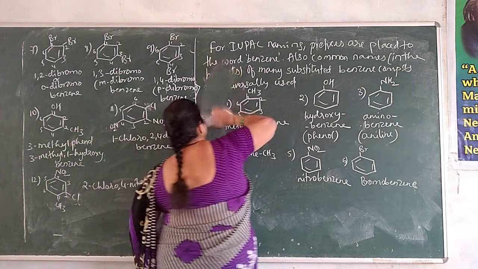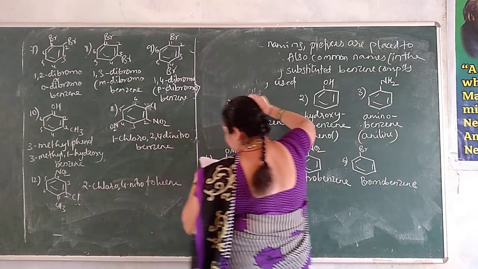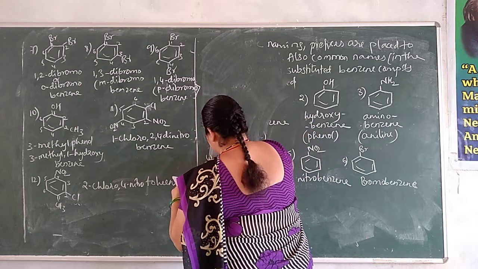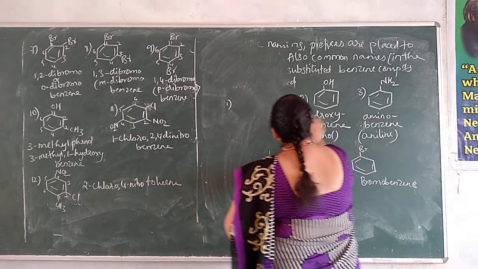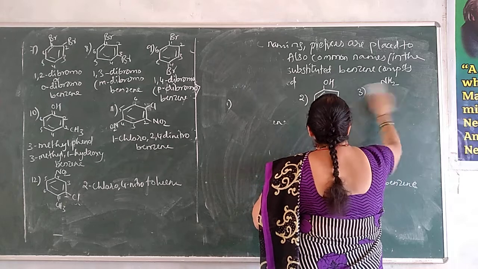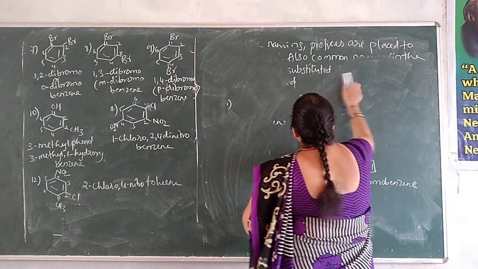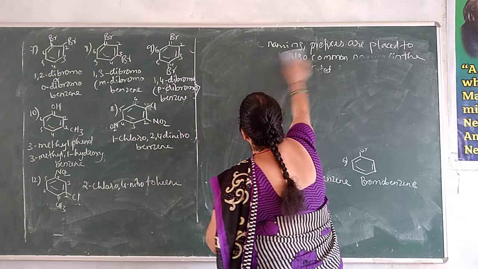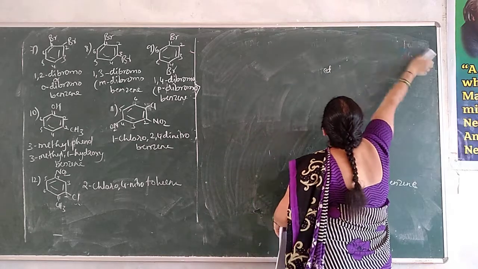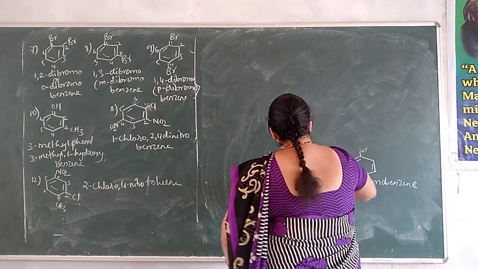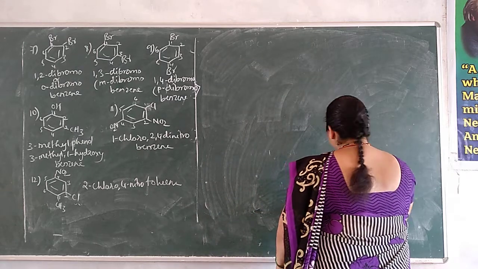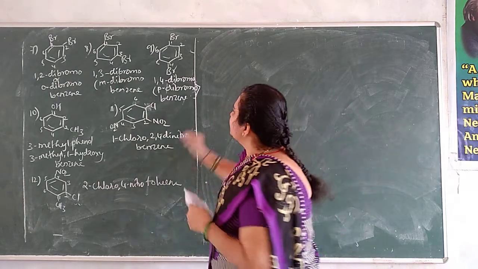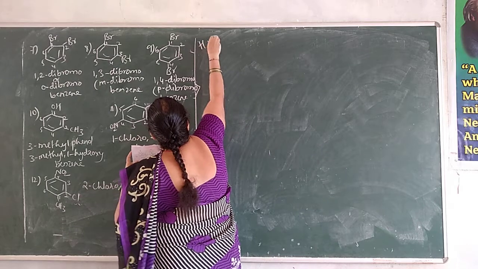Okay, now next examples. So here you can name in any method, it will be correct because there is no systematic method for the naming of benzene and their derivatives. Now some examples I will give you for the homework.